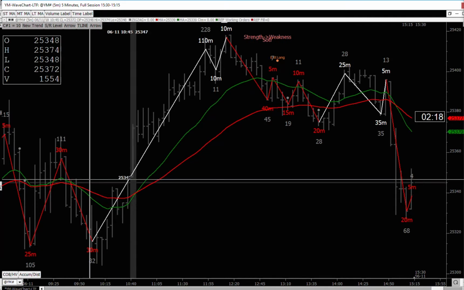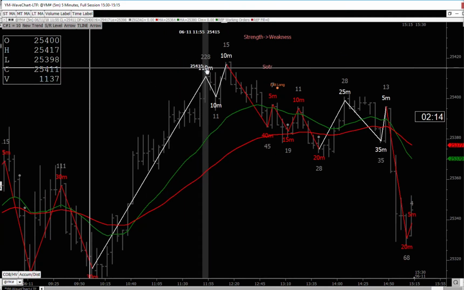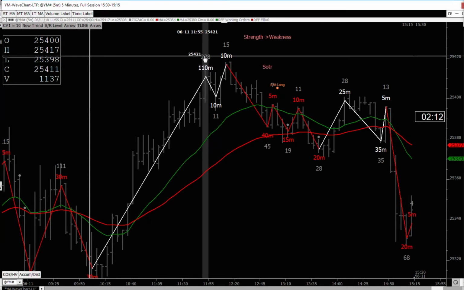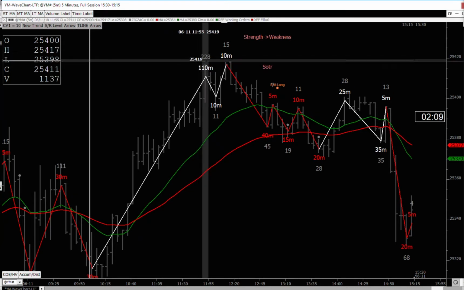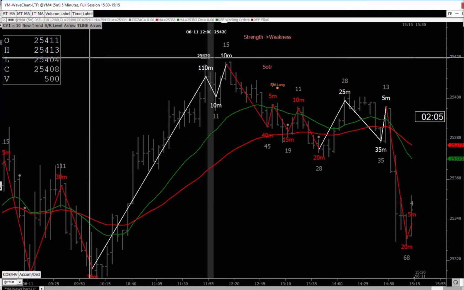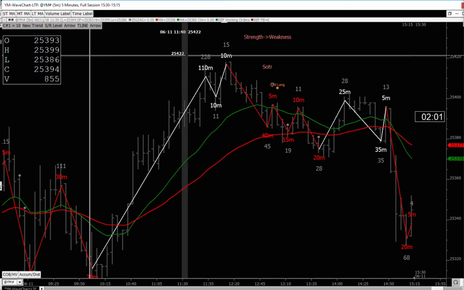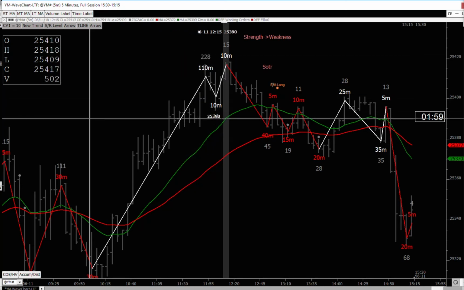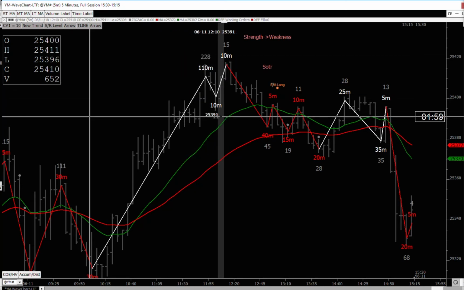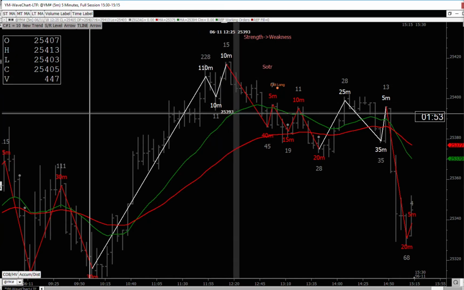Alright, so the market rallied, and it rallied for 110 minutes on 2200. Okay, actually, I think it's 22,000 contracts. It's actually 22,800 contracts. Pulled back on 1100 and then rallied on 1500. Now look at this.